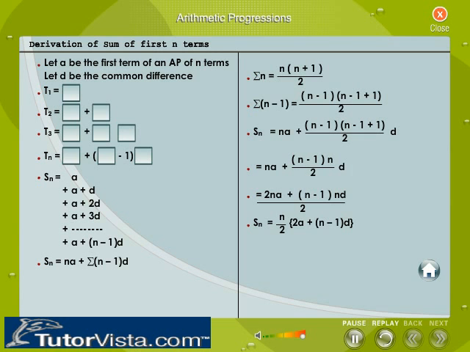We use this formula when we know the values of a, n and d. We can rearrange the terms. We get the formula Sn is equal to n by 2 times a plus l, where l is the last term of the arithmetic progression. We use this formula when we know the values of a, n and l.